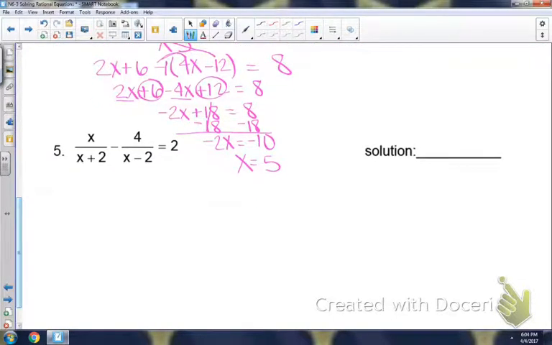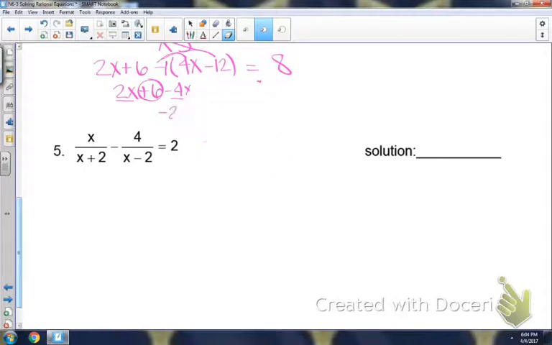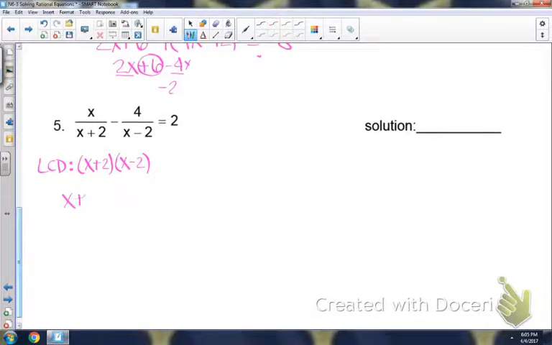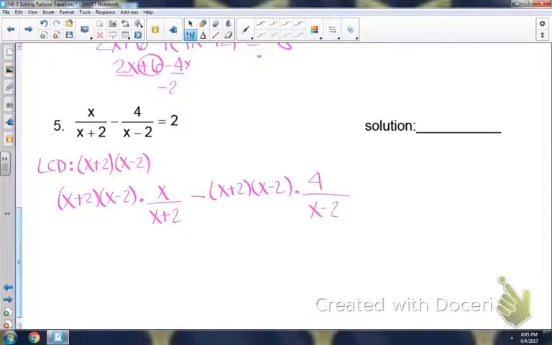Okay, last one. You need to find the LCD. First denominator is x plus 2. Looking at your second denominator, it's x minus 2. Those are not the same, so I need to bring it down. So there's my LCD. Make sure that you're multiplying it by everything.